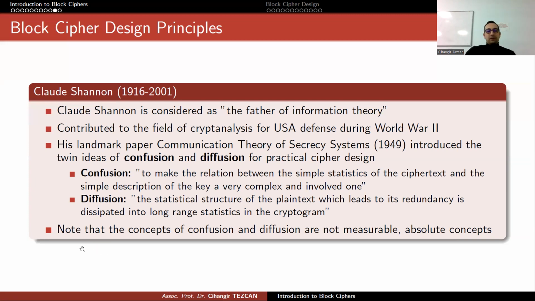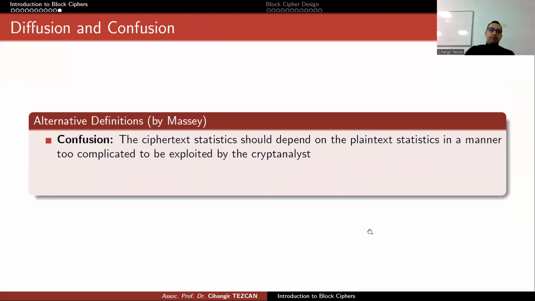But let me also repeat again, note that the concepts of confusion and diffusion are not measurable. They are abstract concepts, as you can see. Here it says complex or good and that kind of stuff, but we don't have a measure for that. So let me try to make these definitions a little bit easier to understand. By confusion, we mean that the ciphertext statistics should depend on the plaintext statistics in a manner too complicated to be exploited by the cryptanalyst. So here we are trying to hide the relation between the key and the plaintext so that by looking at the ciphertext, you don't get any information.